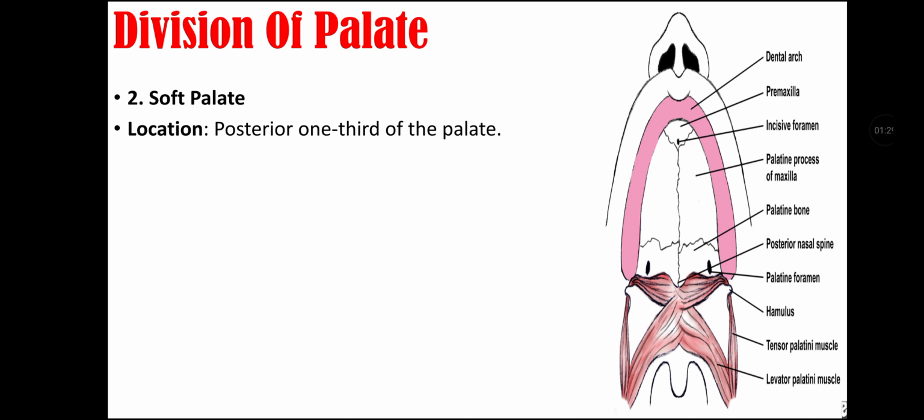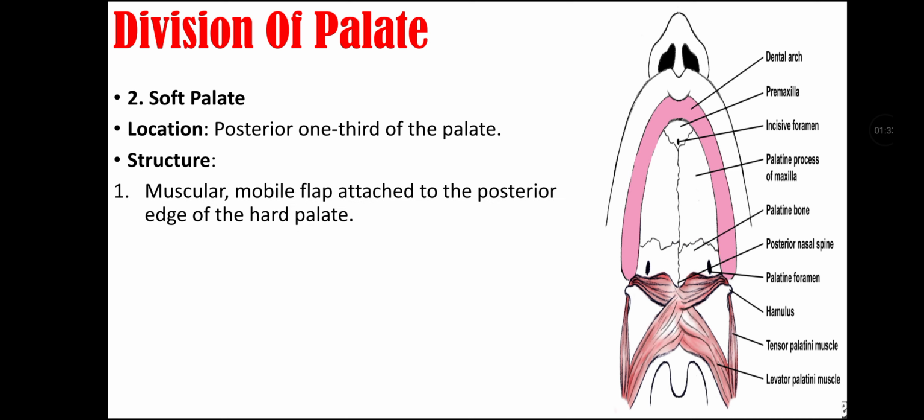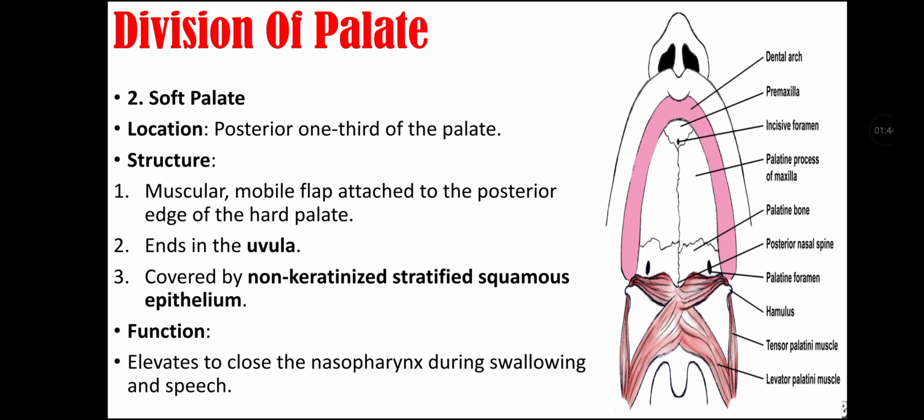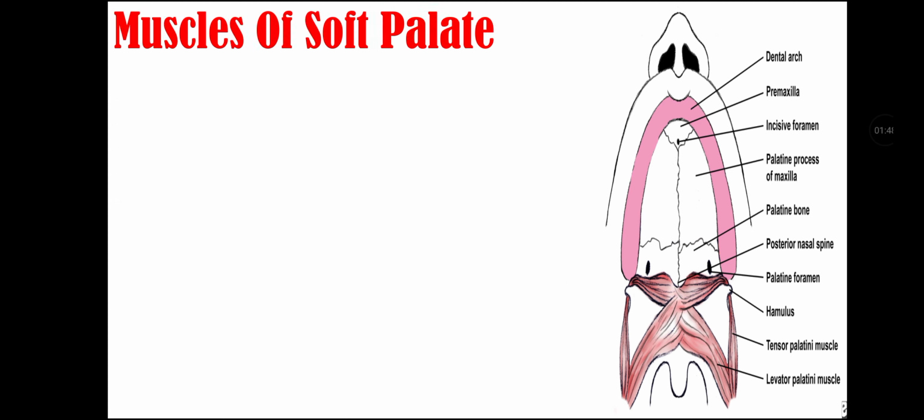Talking about soft palate, it is located at the posterior one-third part of the palate. It is a muscular mobile flap that is attached to the posterior part of the hard palate. It ends in uvula. It is covered by non-keratinized stratified squamous epithelium. Its function is to elevate to close the nasopharynx during swallowing and speech.